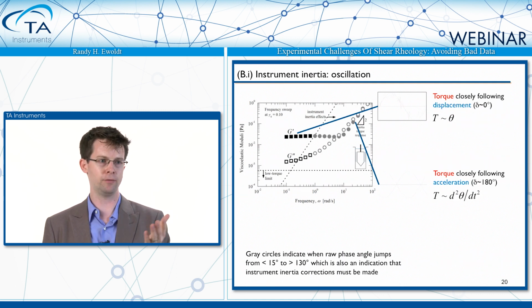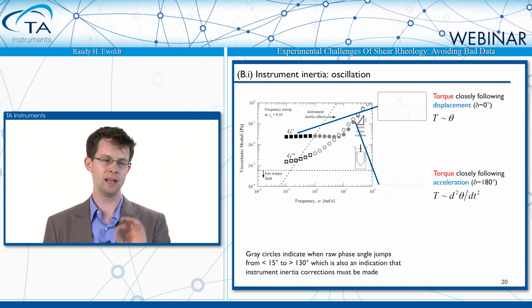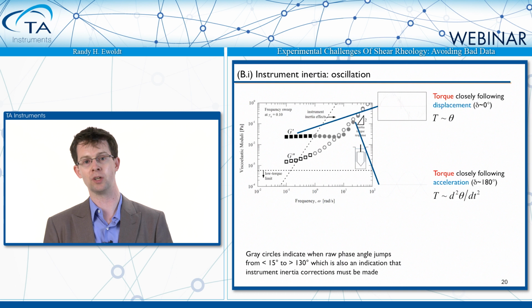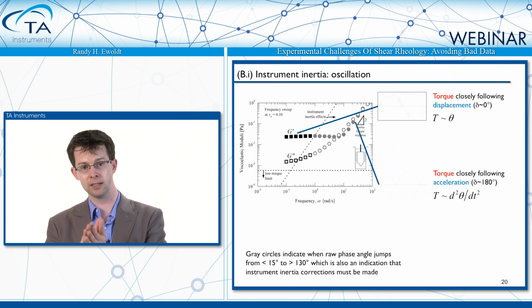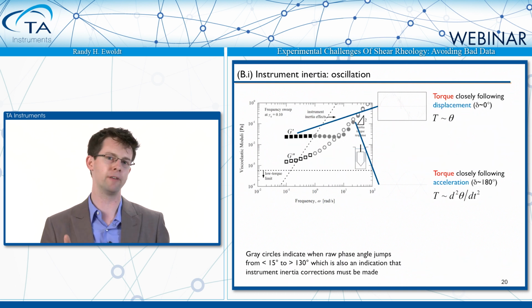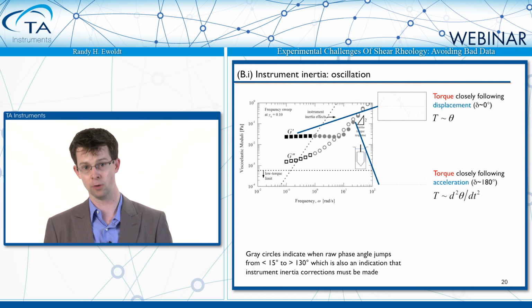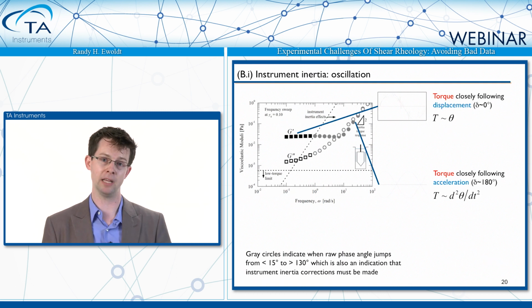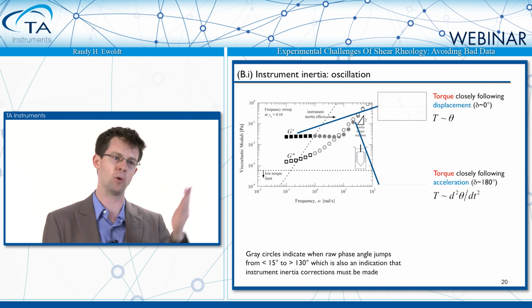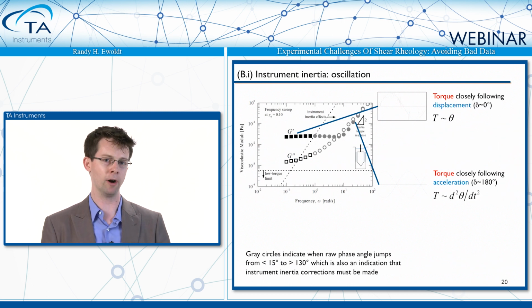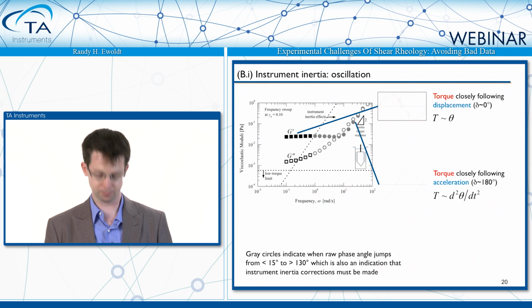So if you look here, I actually coded my data to change from black to gray, and I changed the symbol style when my raw phase jumped dramatically. So for all of the black squares, the raw phase was 15 degrees or less. Torque and displacement are very closely aligned. And then at this critical frequency, the raw phase jumped up to greater than 130 degrees. That's another signal that inertia is important. And it also corresponds with where that dashed line is lying on the G prime data. And so these would co-locate to say from that point into higher frequencies, you need to be a little bit more cautious in interpreting your data.